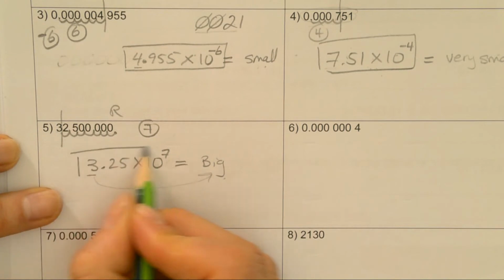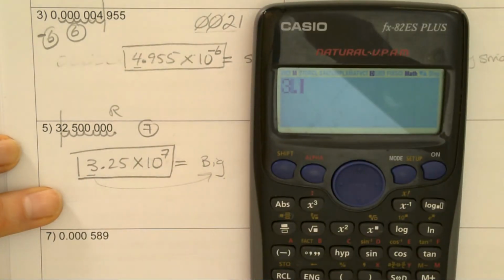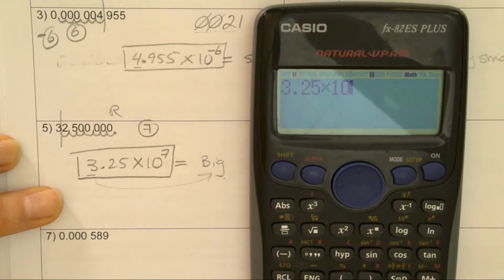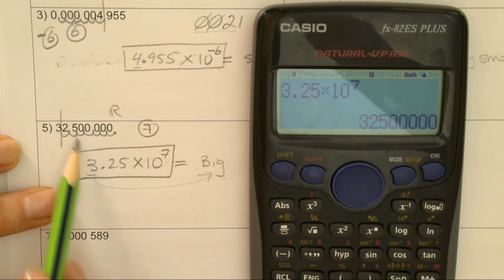So that's my scientific notation, and let's check in our calculator. 3.25 times 10 to the 7. Yep, this and this are the same thing. Good.